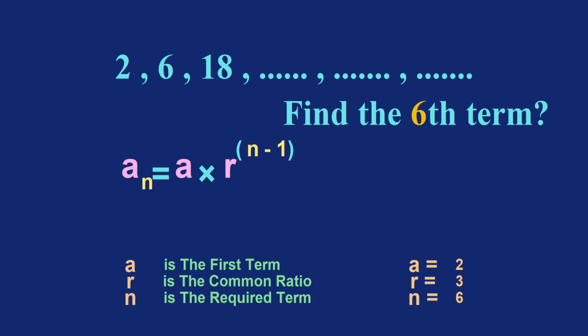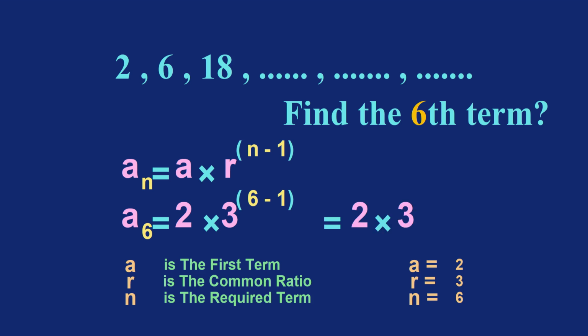Substituting a, r, and n into the equation, we find that a_6 equals 2 times 3 to the power 6 minus 1, which equals 2 times 3 to the power 5, which equals 486. And this is the solution using the formula method.